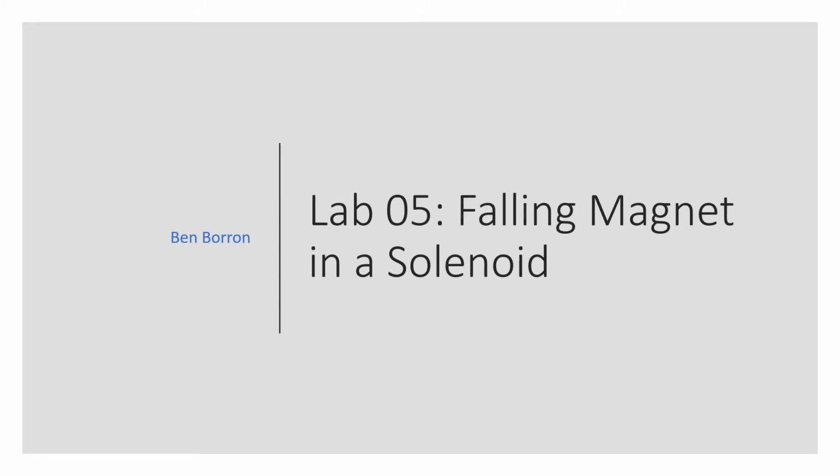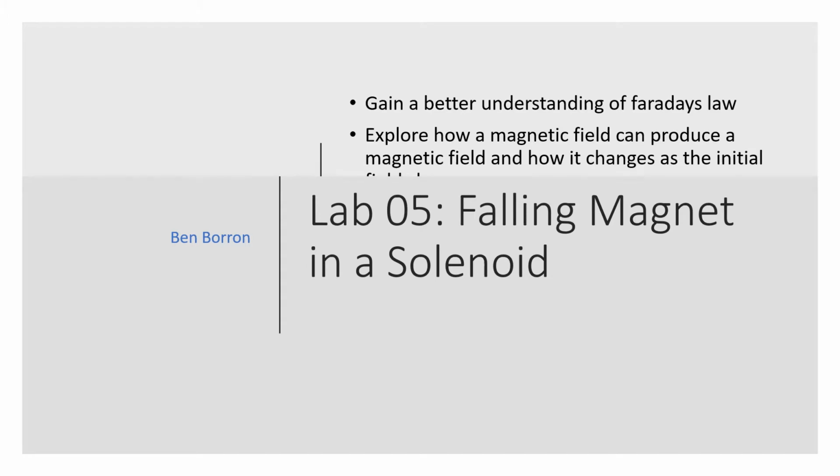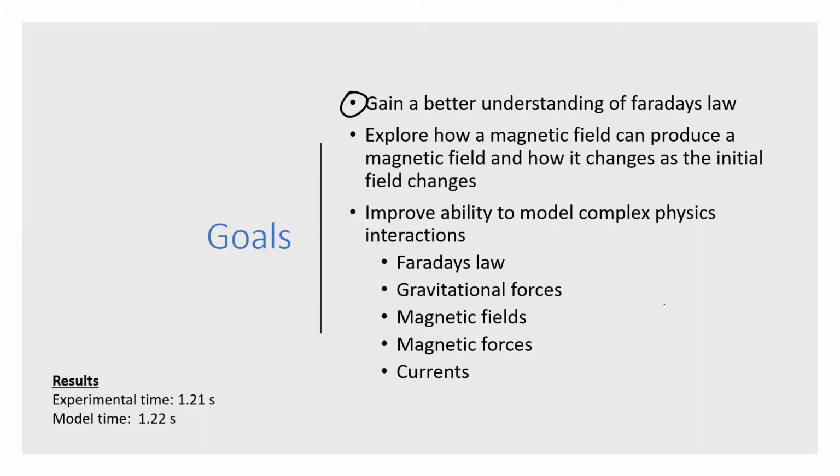This lab will look at a magnet falling through a solenoid and the governing principles behind it. The goals of this lab are to gain an understanding of Faraday's law, explore how Faraday's law can result in the creation of a second magnetic field and how it changes as the initial magnetic field changes, and improve one's ability to model complex systems using interactions such as Faraday's law, gravity, magnetic fields, magnetic forces, and currents.